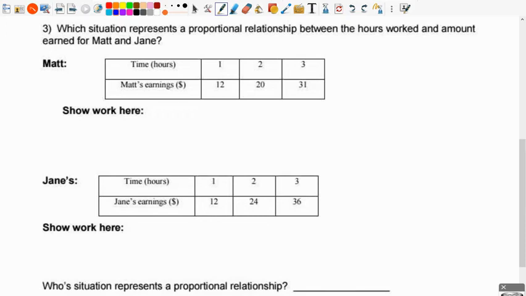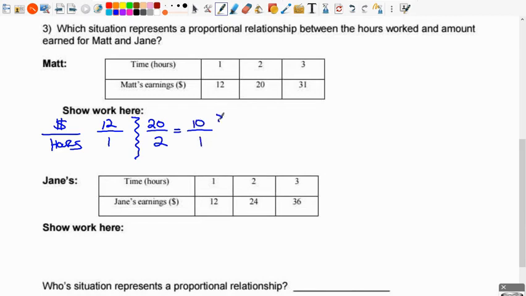And the rate that we're going to look for is the dollars per hour. So we're going to do dollars over hours when we set up all of our rates. So let's start with Matt. His first set of data shows that he earned $12 for working 1 hour. That's already in simplest form. So I'm going to move on to the next set of data where I could see that he earned $20 for working 2 hours.